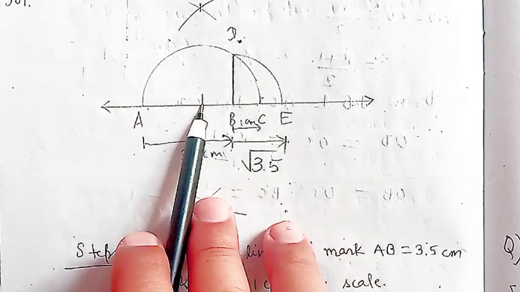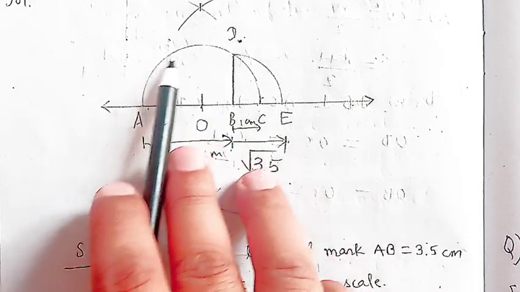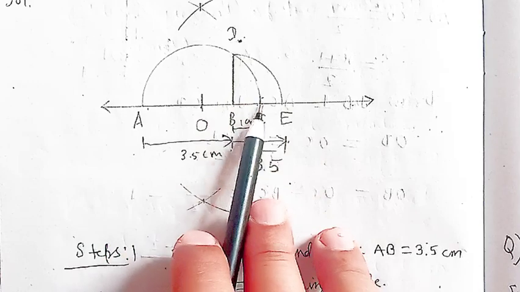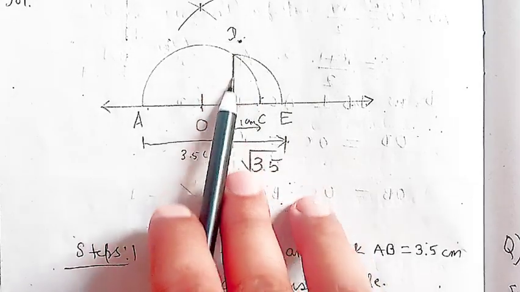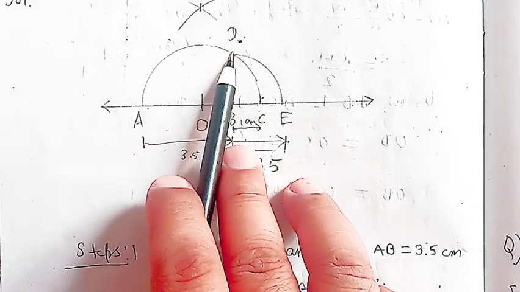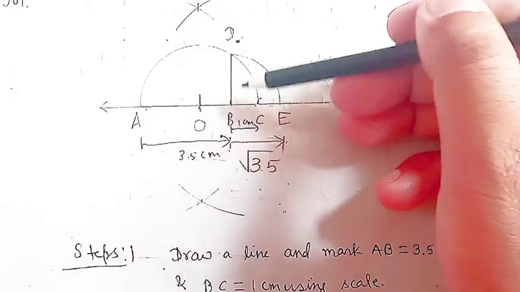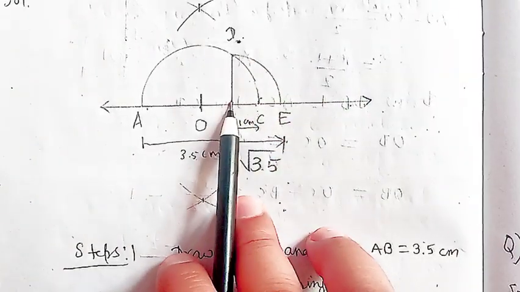Now put the pointer at O and the pencil at C. Draw a semicircle. Now at B, draw a perpendicular using a protractor. That is, make angle ABD 90 degrees using a protractor. Then we get BD, and BD will be the square root of 3.5.